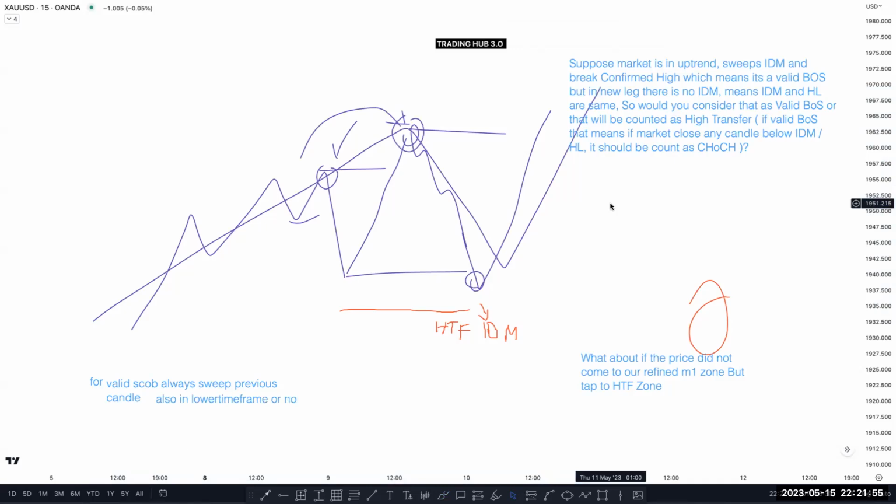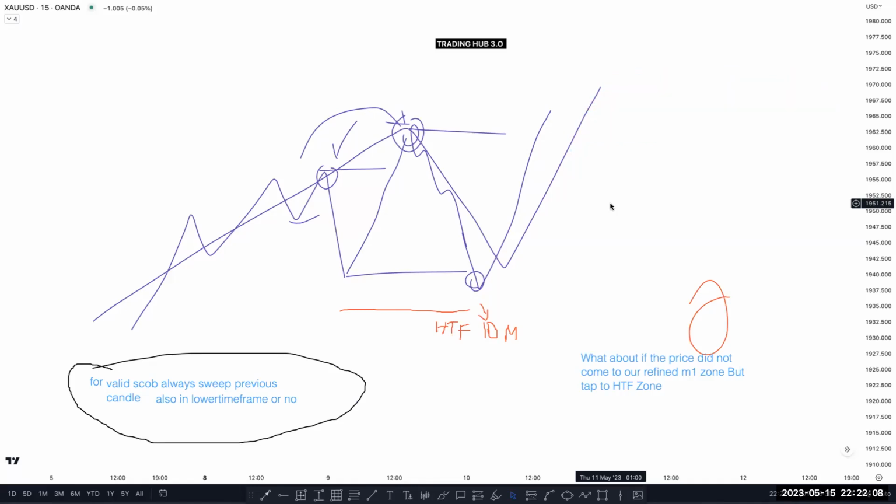What about if price did not come to our refined 1 minute zone, but taps on a higher time frame zone? So in that case, you can simply play based on chalk and flip. Simply because price already mitigated your higher time frame PY. It doesn't mean that every time price will tap your 1 minute refinement zone, because sometimes you will see a very large PY. Okay. So if price taps on PY, then you have to switch to the 1 minute chalk and flip.